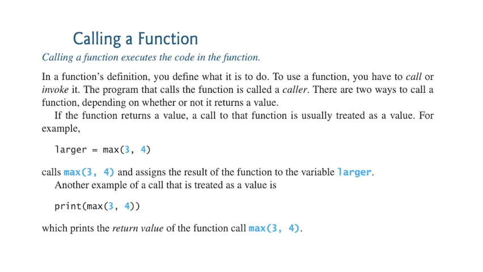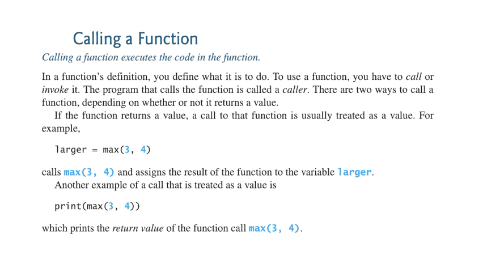Calling a function. Calling a function executes the code in the function. In a function definition, you define what it is to do. To use a function, you have to call or invoke it. The program that calls the function is called a caller. There are two ways to call a function, depending on whether or not it returns a value. If the function returns a value, a call to that function is usually treated as a value.